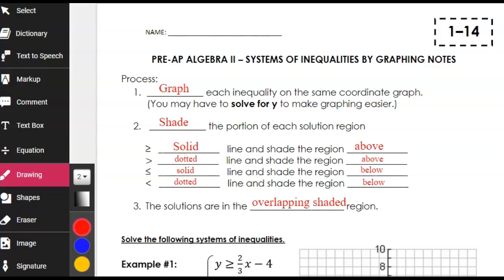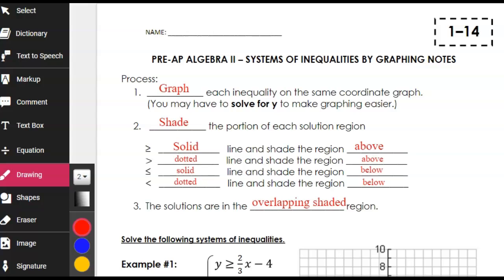In some cases, for example, the first example, the second equation is not solved for y. So you might have to solve for y to make graphing easier. Maybe try and put it in slope-intercept form, y equals mx plus b, or in this case, y is less than, greater than, or equal to mx plus b. After you graph, you need to shade the portion for each solution region. Every inequality is going to have shading. So I have the information for you to fill in.